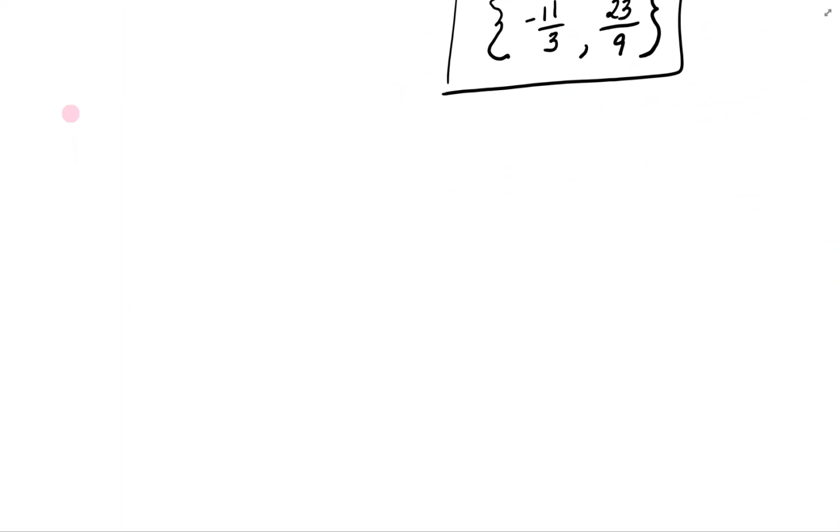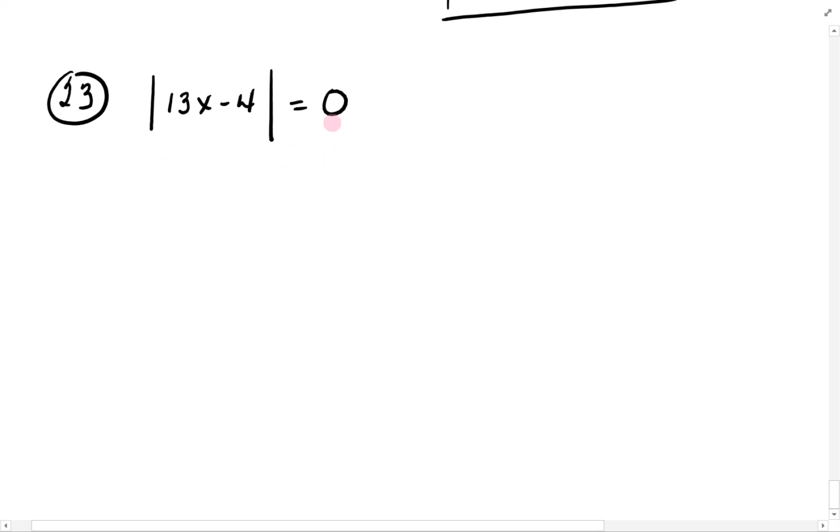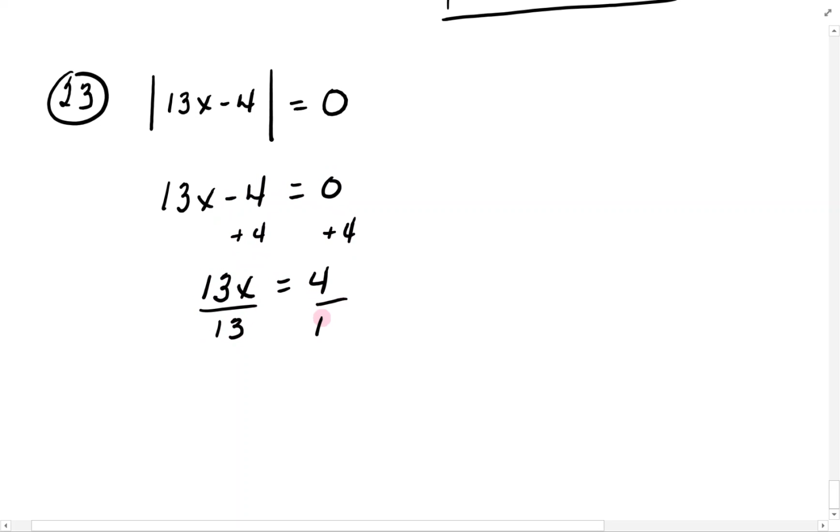And now let's see what number 23 gives us. It asks us to solve the absolute value of 13x minus 4, close, is equal to 0. So since it's equal to 0, in that case I only have one answer. So 13x minus 4 is equal to 0. Add 4. 13x is equal to 4. Divide by 13. x is equal to 4/13. Your solution set will have that single value.